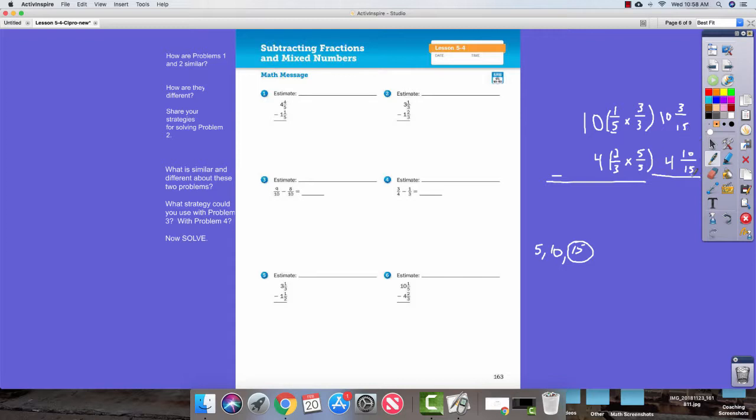Well, first I'm going to see if I need to make any trades. I do, because I see I have more on the bottom than on the top. So I'm going to need to go next door. It's going to be really hard to take 10/15 from 3/15. So I'm going to go next door. I'm going to trade a whole. So if I had 10 wholes, I'm going to have 9 wholes now.